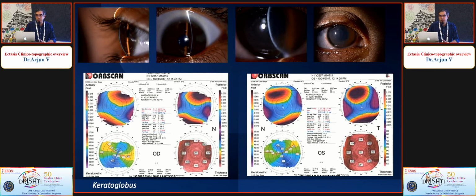So this is the last case, a child with both eyes having a very thin cornea, where one eye developed eye drops. These are the keratoglobus and the brittle cornea patients.